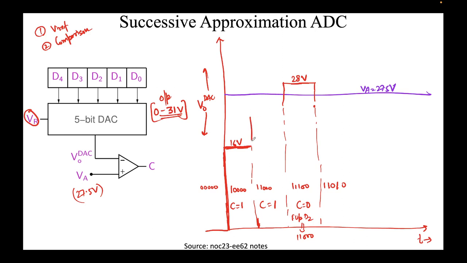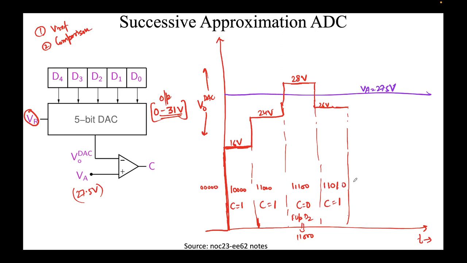This was 16. So this was 24. This will come down to 26 volts. Now what we'll do is we'll again compare. 26 volts with 27.5, it is lower. You can see that 27.5 is higher. This means C will become 1. So no need to flip now. D1 will remain as it is.